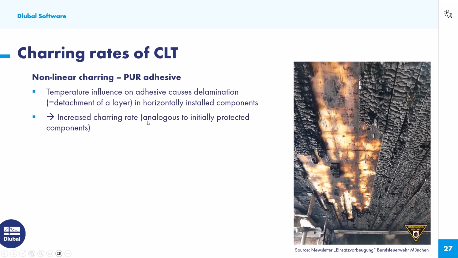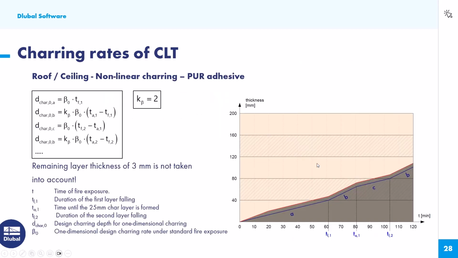Similar actually to the initially protected components. There we use the same approach, and you will see it on the next slide. This is this stair model, sometimes called, where we have different areas as well. So the first area is here, A. Here we consider a normal charring rate with beta 0. Most approvals use 0.65 millimeters per minute, but other approvals, maybe they use 0.7. It depends always on the approvals.